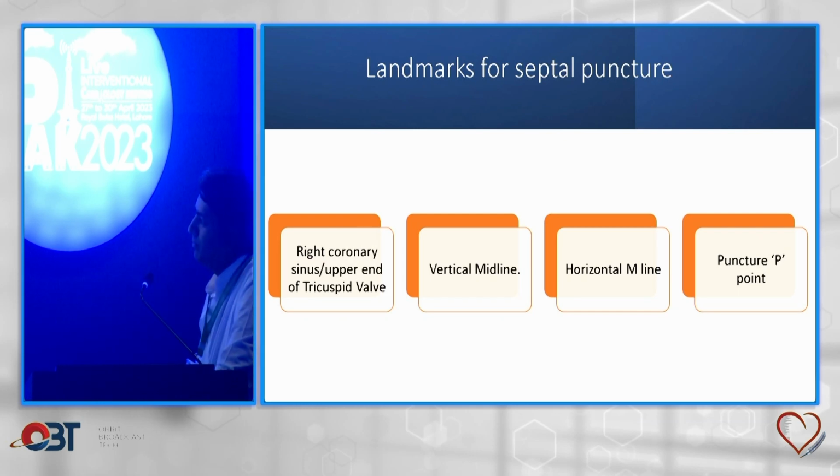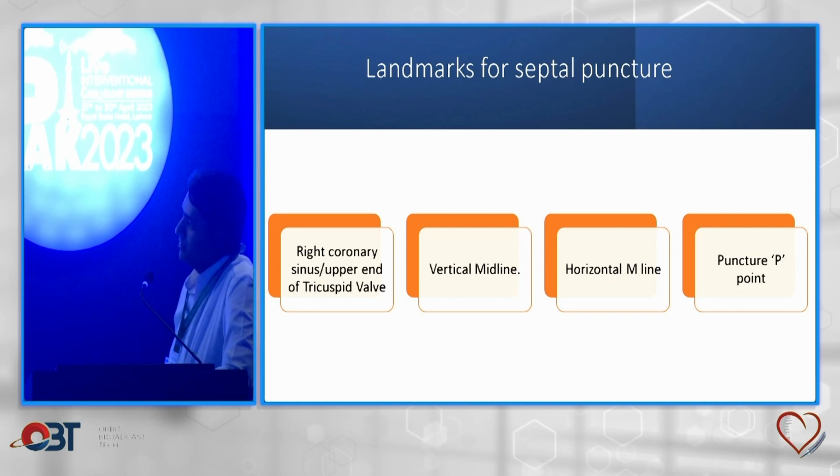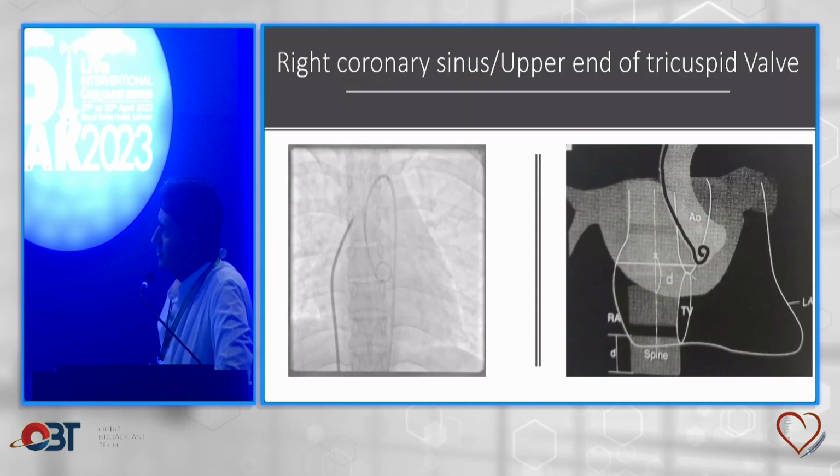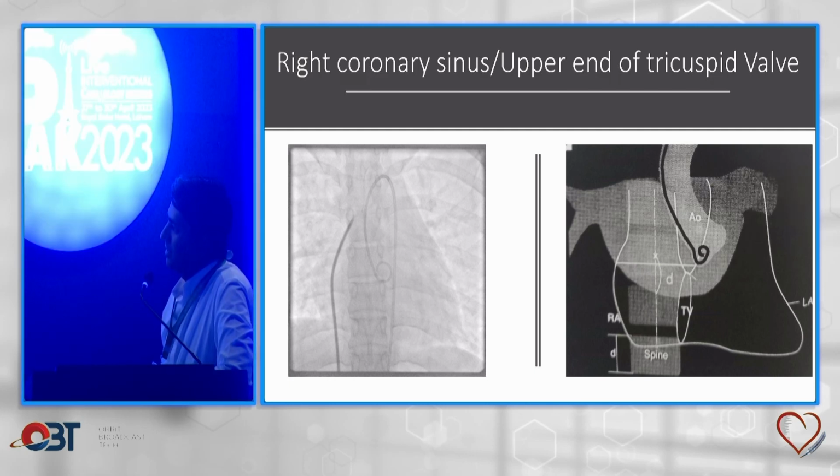Again, there are 4 important landmarks which we have to keep in our mind before we go for the puncture. First of all, the right coronary sinus, which is basically the upper end of the tricuspid valve, the vertical midline, the horizontal M line, and the puncture P point. These last 3 are imaginary lines basically. So how to identify the upper border of the tricuspid valve on the angiogram? On the left side, it's very clear the pigtail is placed in the right coronary sinus, and basically it is marking the upper end of the tricuspid valve. So through this we identify the upper end of the tricuspid valve.